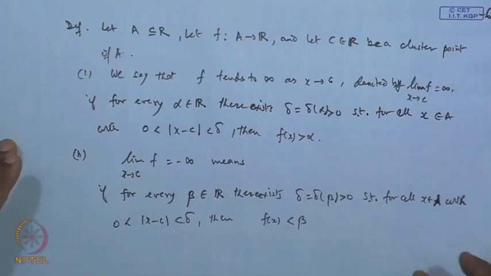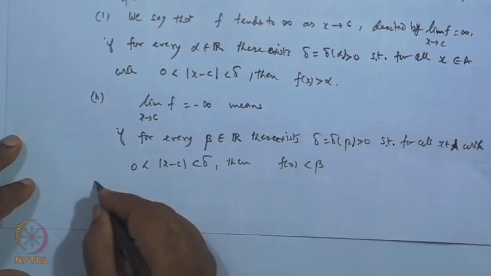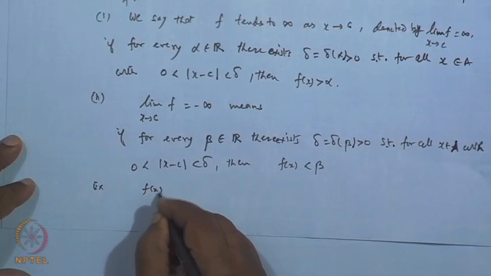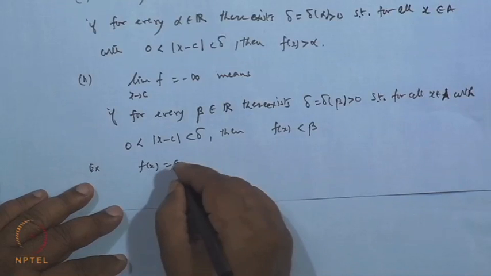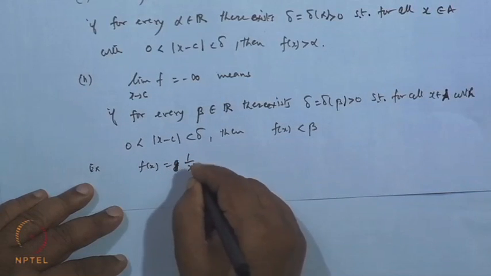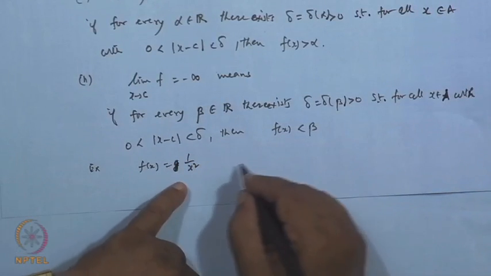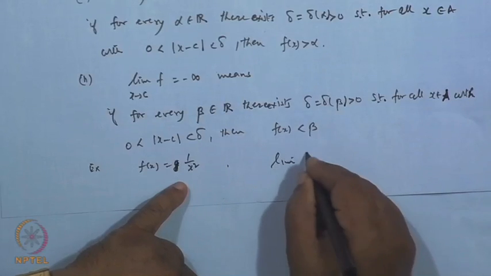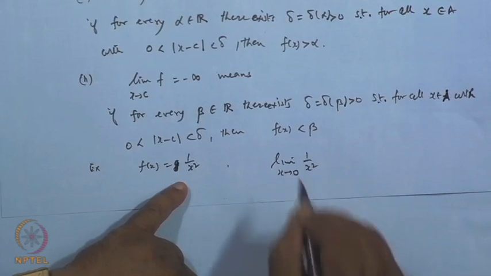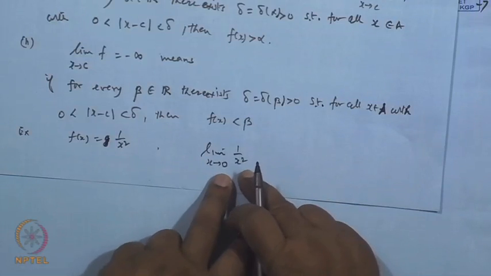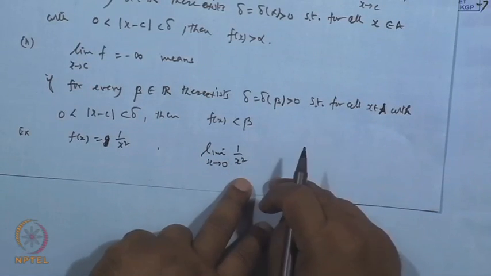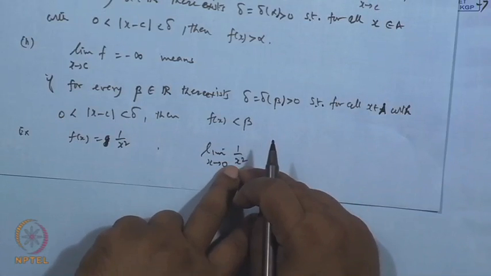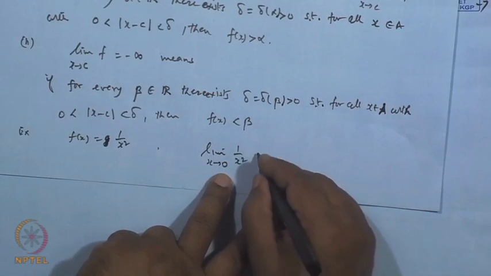Now, let us see an example. For example, the function f of x equals 1 by x square. Now, look at the limit of this function 1 by x square when x tends to 0. What happens when x tends to 0, either from the right-hand side or from the left-hand side? x goes to 0, so 1 by x square will go to infinity. So we claim this limit is infinite.